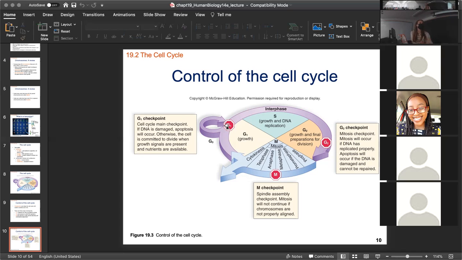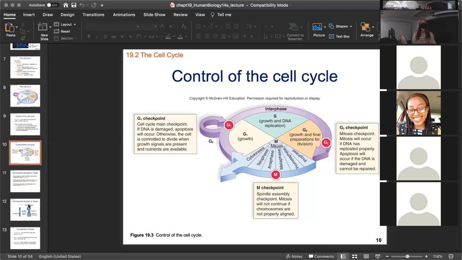And then maybe you're applying for a job, you have to submit an application, and on the application you have to have a resume and a cover letter and whatever, all of these things, references. And then once you get all of those things done, you can turn in your application. Those are like what those checkpoints are for the cell cycle.